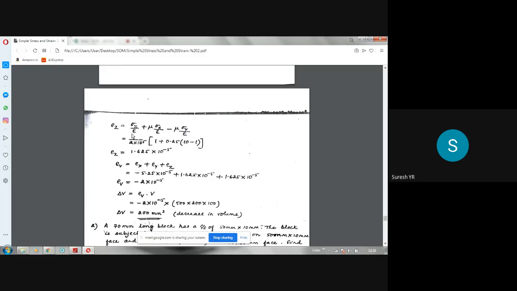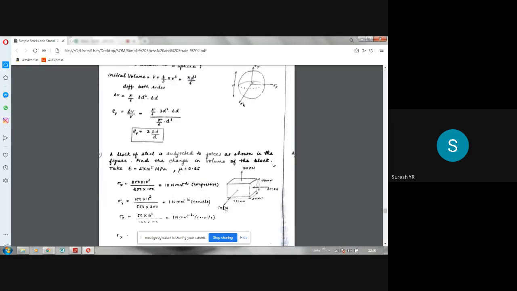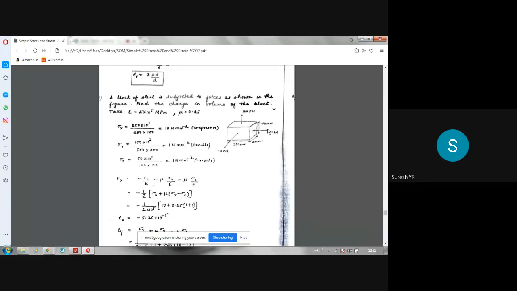So once again, sigma z is tensile in the z direction. Tensile is positive in that particular direction, so it is positive. So sigma z by E will come. This is the linear strain. Lateral strains due to sigma x: sigma x is compression in the x direction, therefore it will be tensile in the y and z directions. So it comes to plus mu times sigma x by E.